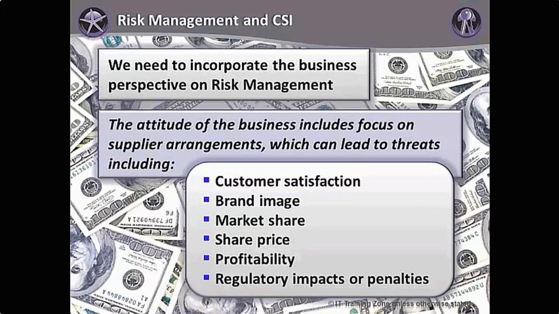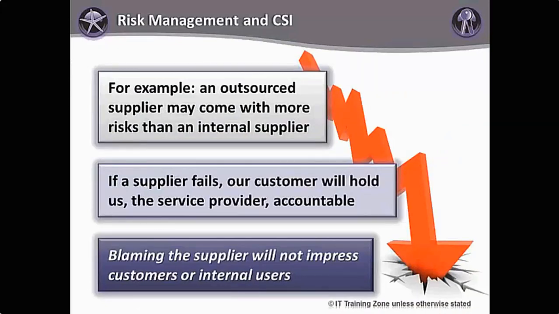We also need to incorporate the business perspective on risk management. The attitude of the business focuses on assessing vulnerabilities in supplier arrangements, which could pose threats to any aspect of the business, including customer satisfaction, brand image, market share, share price, profitability, and regulatory impacts or penalties, where applicable. For example, an outsourced supplier may come with more risks than an internal supplier. If a supplier fails, our customer will still hold us as the service provider accountable. Blaming a supplier does not impress customers or internal users affected by a service failure.